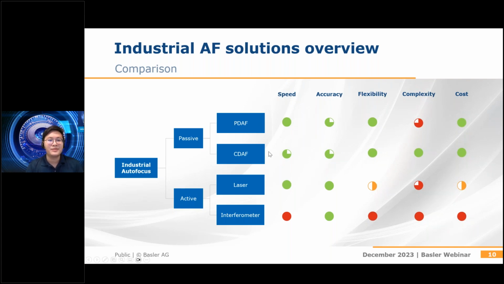Okay, so next for CDAF, this analyzes the scene for areas of high contrast, which typically indicates edges and details, and adjusts the lens back and forth until the contrast is maximized, resulting in a sharp image. So the advantages here are that it is simple and also inexpensive to implement. It also has good flexibility, but has a slower focusing speed as compared to the PDAF.